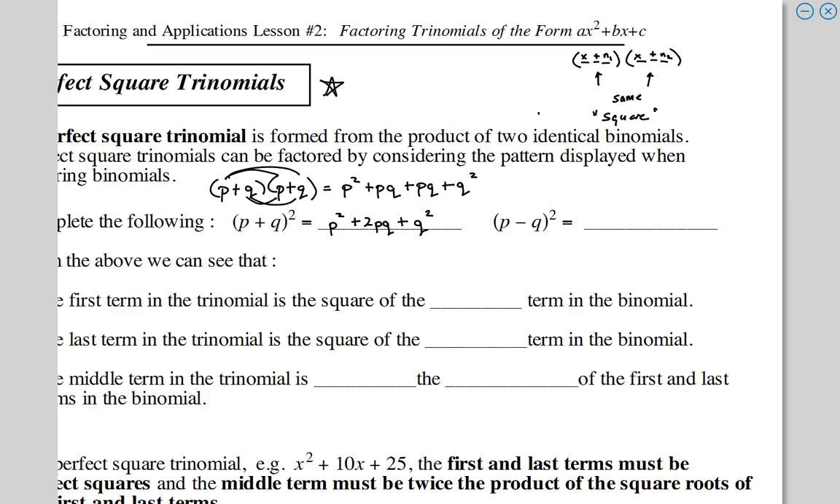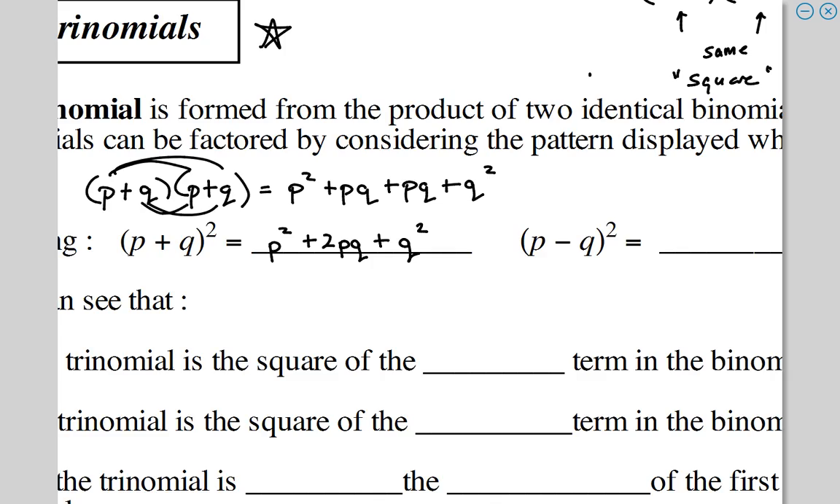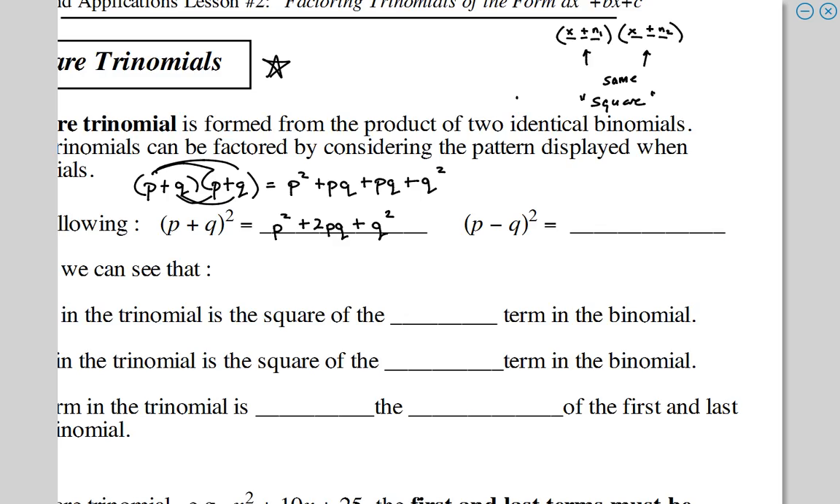Now what happens if you do the exact same formula, but instead of a plus, it's a minus? Everything's the same except for the middle. Instead of it being plus, it's minus. The first and the last are going to be positive as well. And you could FOIL that out to confirm it for yourself.